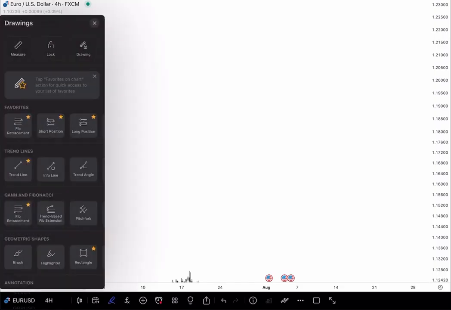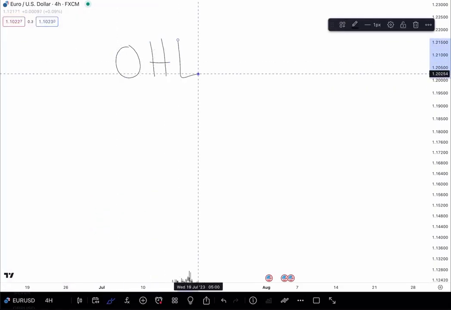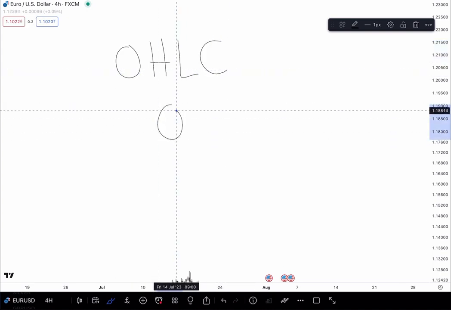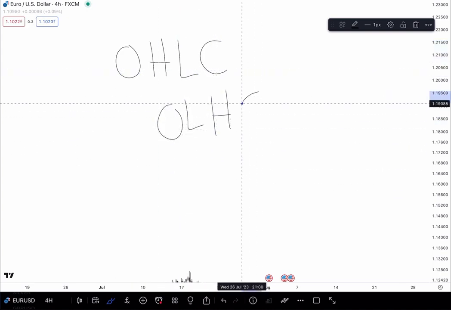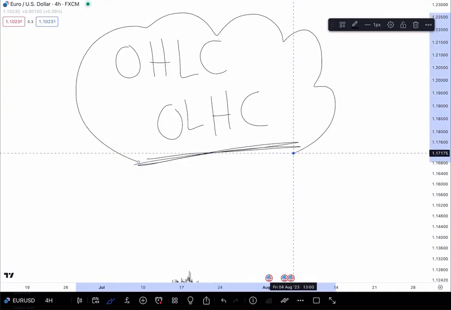Now, what is the open, the high, the low, and the close? OHLC or OLHC, right? This is for a bearish candle: the open, high, low, and close. And the open, low, high, and close is for a bullish candle, right?